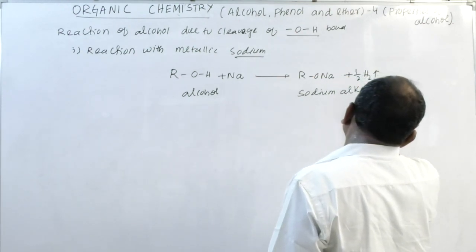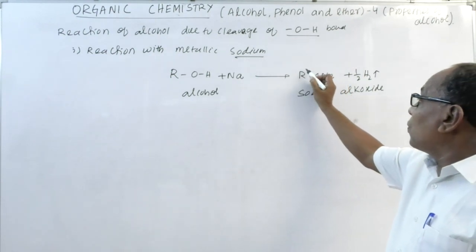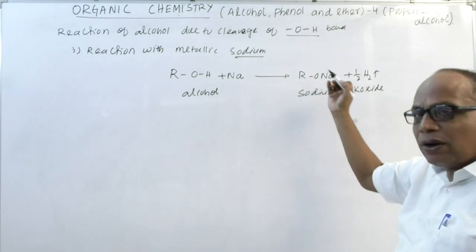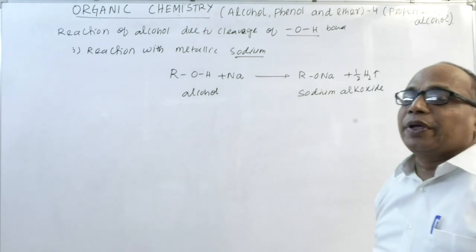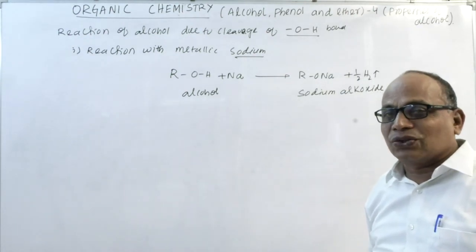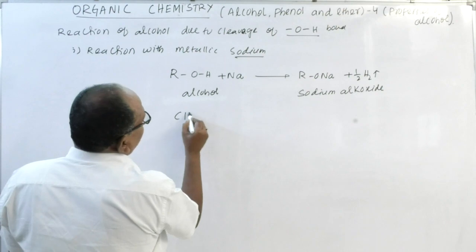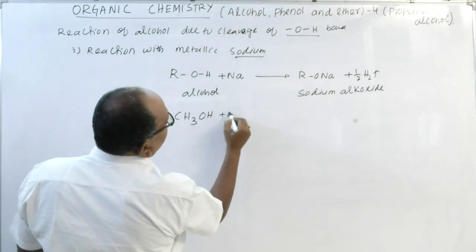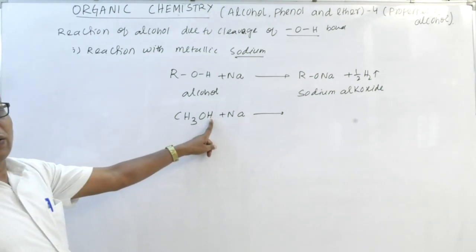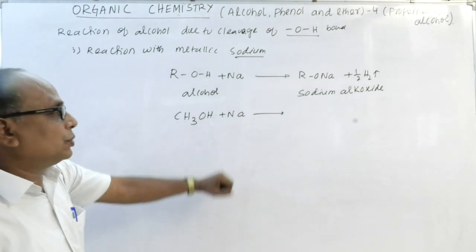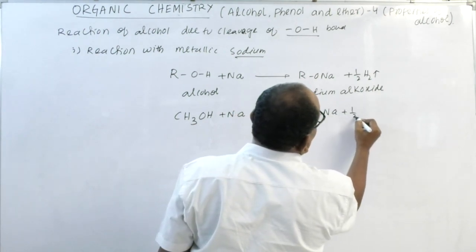Sodium alkoxide, because when R is H, it becomes sodium hydroxide. If R is an alkyl group, we call it an alkoxide, that means methoxide, ethoxide, propoxide, like this. Suppose I take methyl alcohol reacting with metallic sodium, what does it give? The hydrogen atom of methyl alcohol is replaced by sodium. It gives CH3ONa plus half hydrogen.